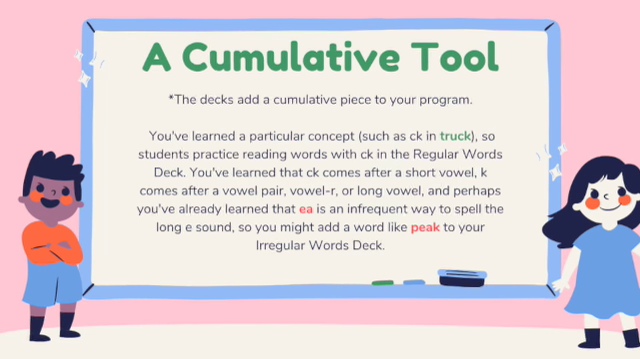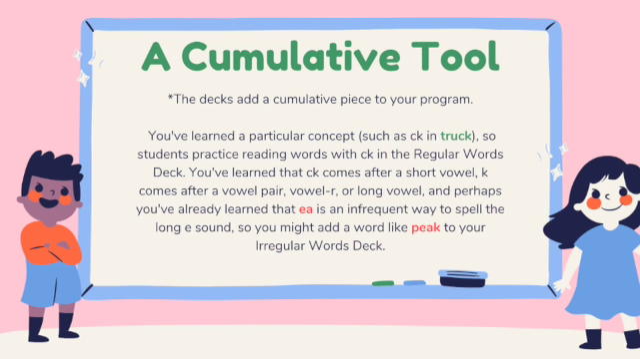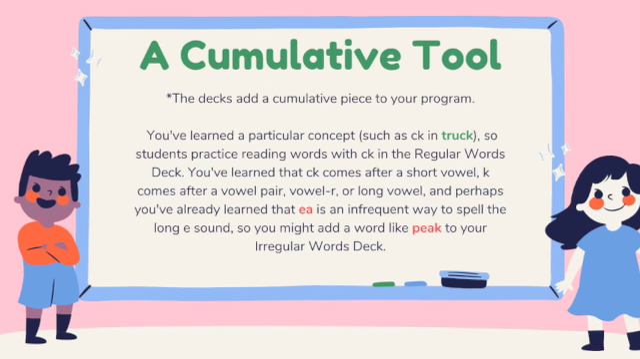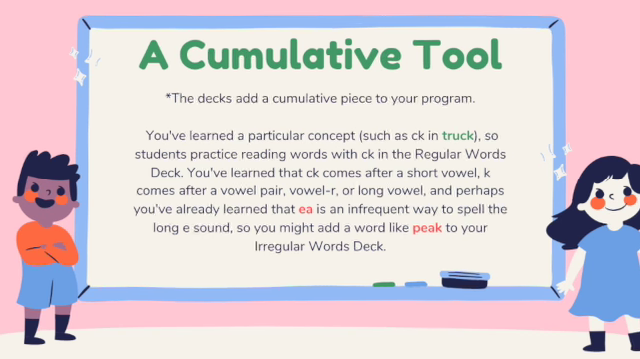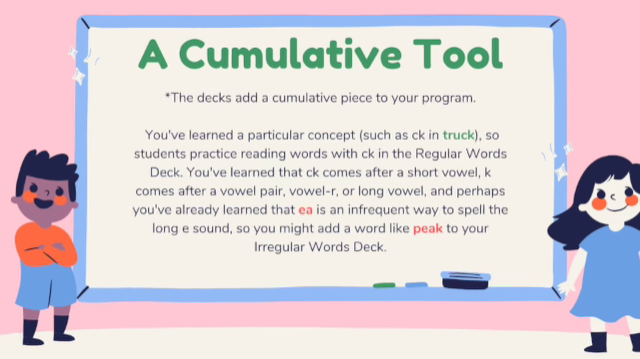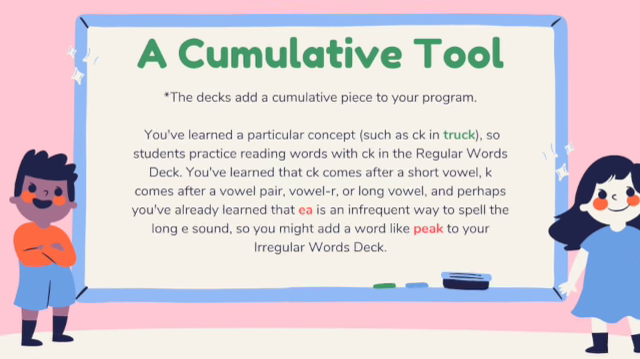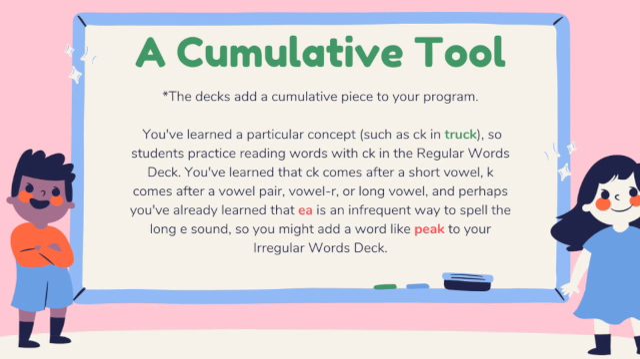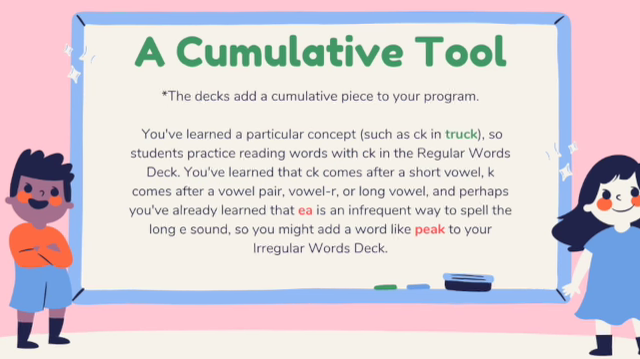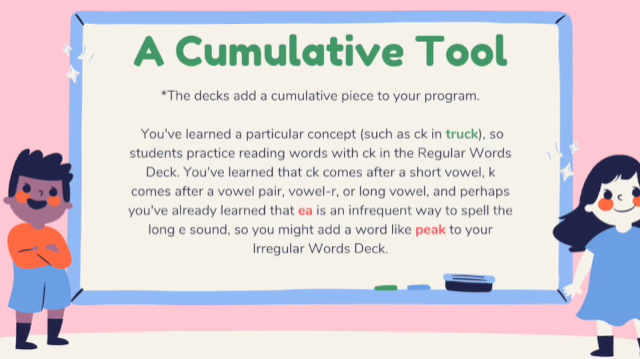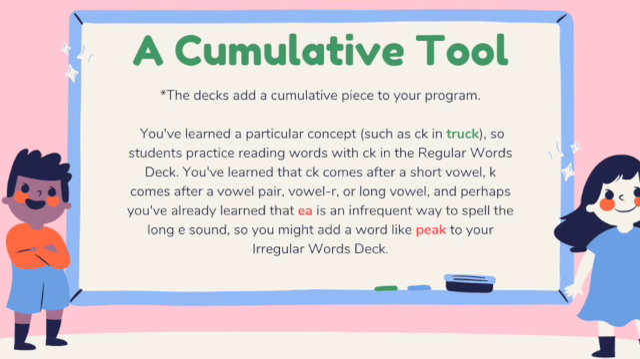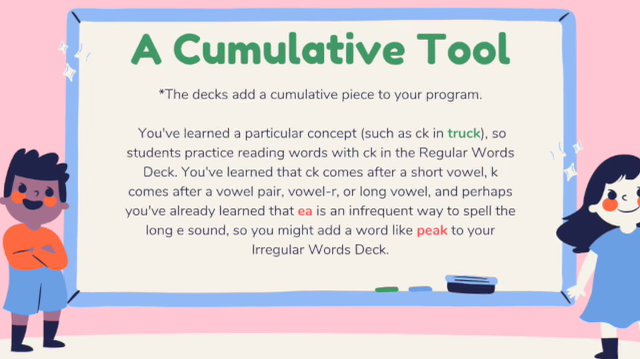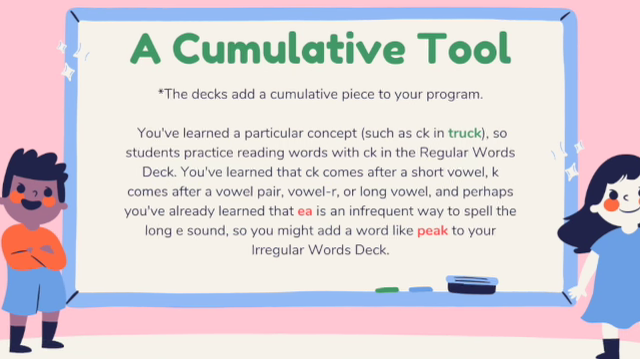So after we've gone through that whole lesson, the whole multisensory, all the steps all the way through, then we're going to add some of those words to our regular deck so that they can practice those in the future, mixed with the other concepts that they've learned. So it's that coming back, that repetition, and helping them to really own that particular skill. And so you've learned that CK comes after a short vowel. You've learned that K comes after a vowel pair or a vowel R or a long vowel or a consonant.